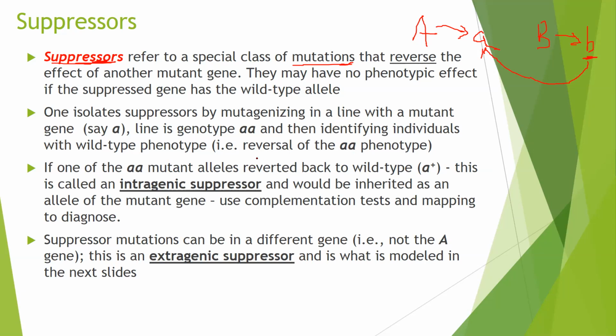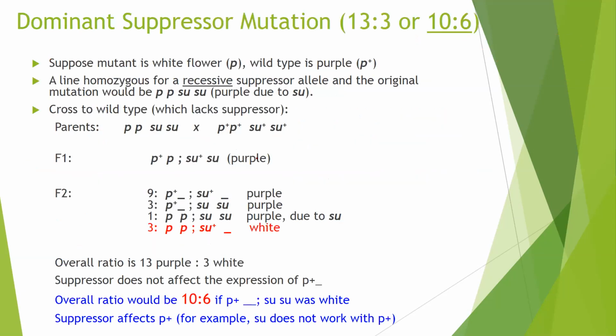Okay, so let's look at the example here. This is still a flower example. We have a P gene and a suppressor gene, the SU gene. SU means suppressor. Let's look at the first gene, the P gene. P plus means the wild type, and this allele will produce the purple pigment in the flower petal.